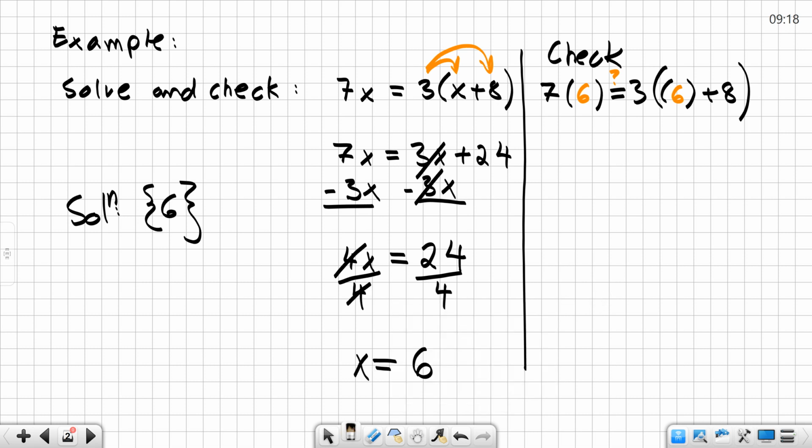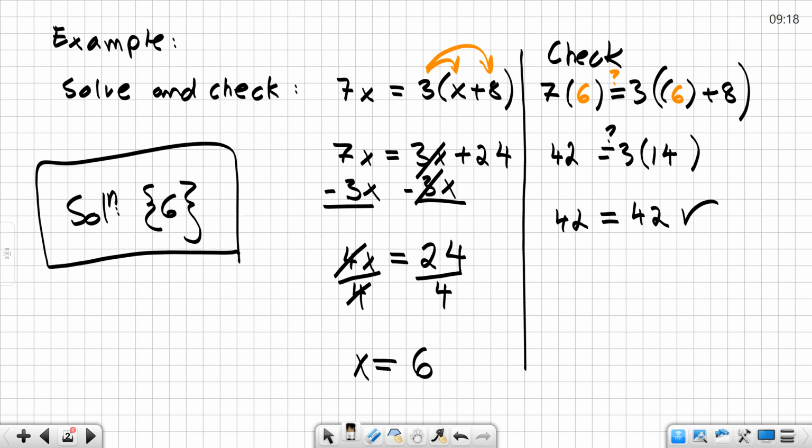I'm going to look. 7 times 6, last time I checked, that was 42. On the right side, the first thing that I'm going to have to do, what is 6 plus 8? That would be 14. And we quickly see 3 times 14, that would be 30, plus 12, that is also 42, which makes this a true statement, and that means that 6 was the answer. Let's do another example.